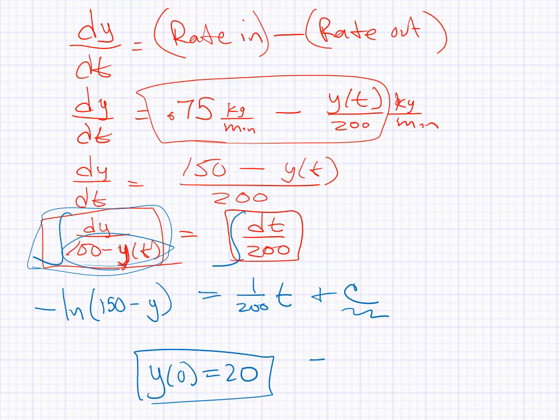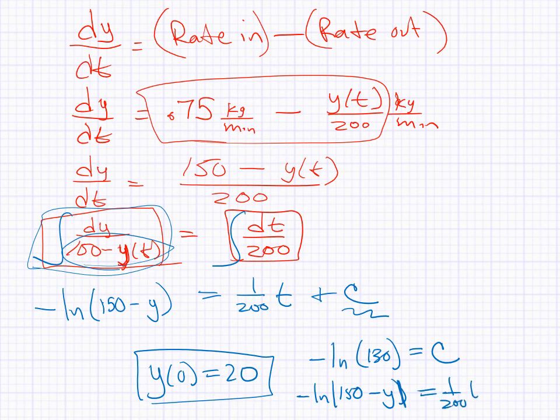So what we end up with is negative log of 150 minus 20, which is 130, equals t, which is 0, times 200 plus c, so we get c. Right away there's your c, pretty easy to find. Then our function equation would be minus log of 150 minus y equals 1 over 200 t minus log of 130.